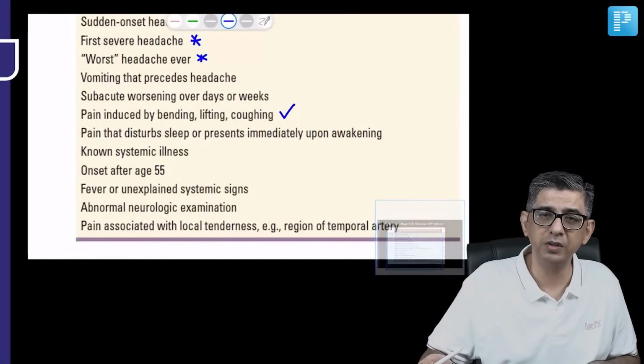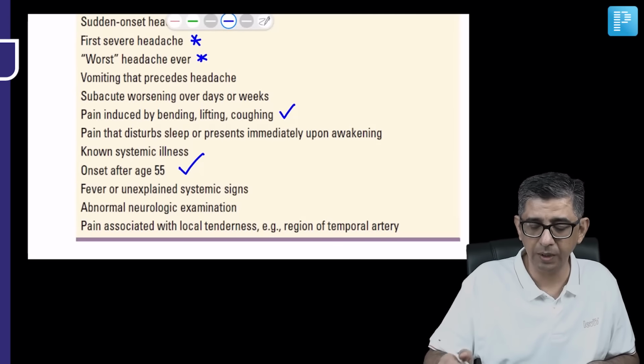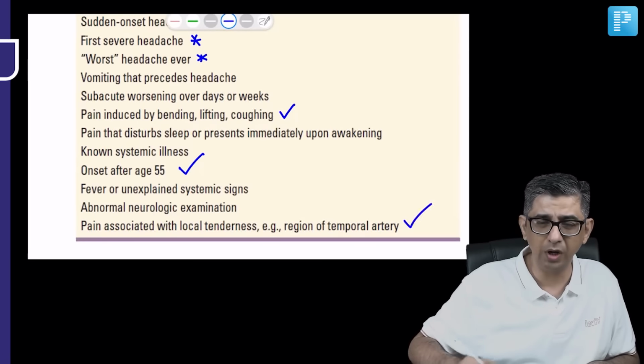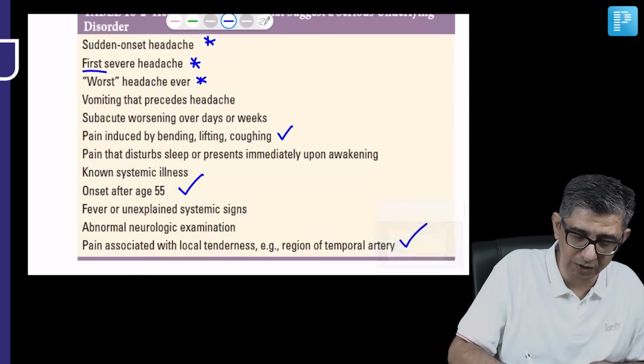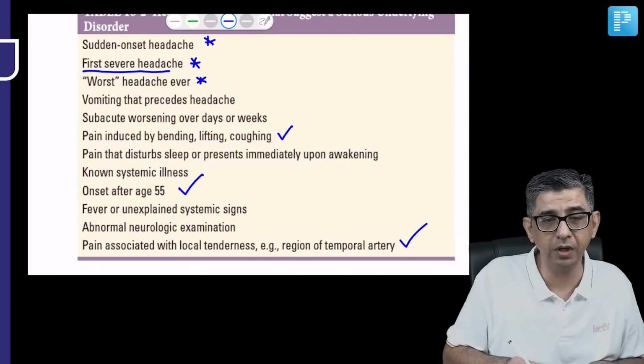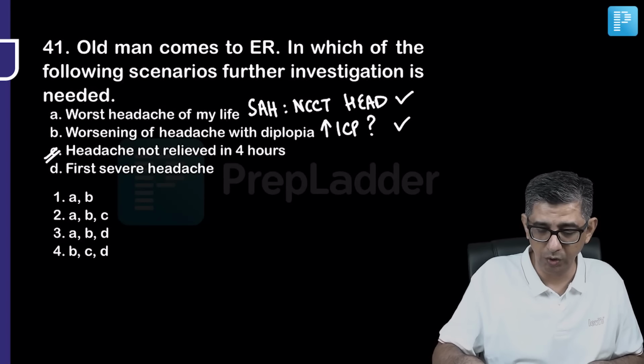I mean, if the person is having giant cell arteritis, the age will be more. There might even be pain in the distribution of the temporal artery. So you don't need to remember all of these. But yes, this peculiar term was mentioned in the exam, first severe headache in a patient, and yes, that is also an indication for doing further workup.